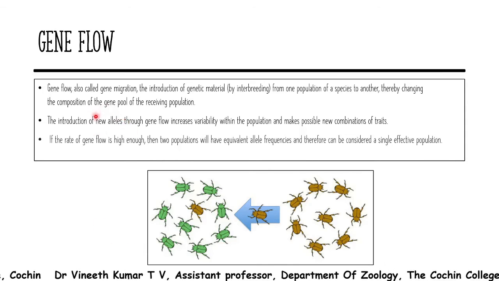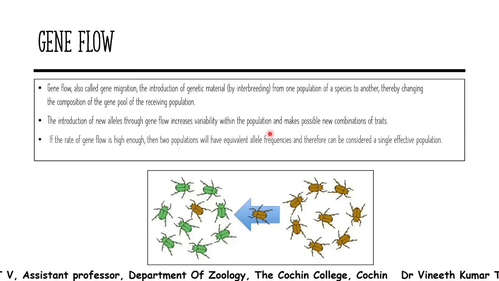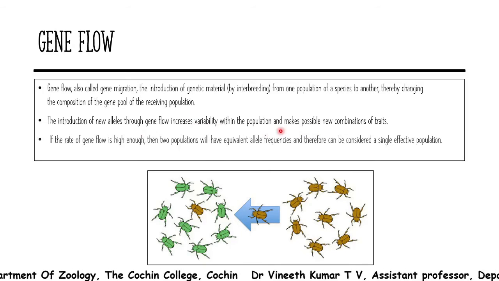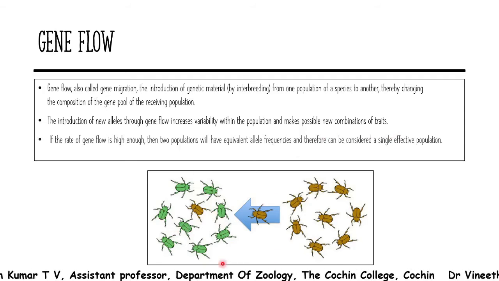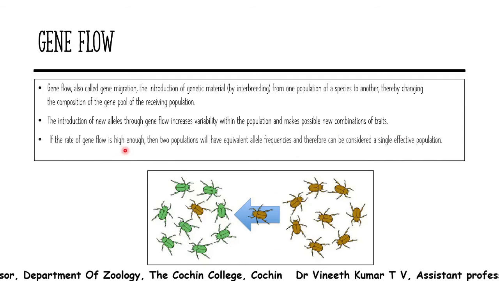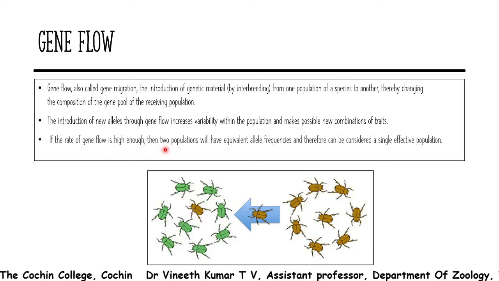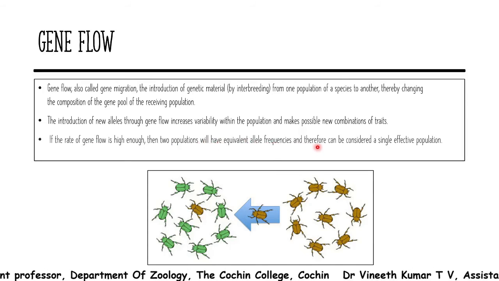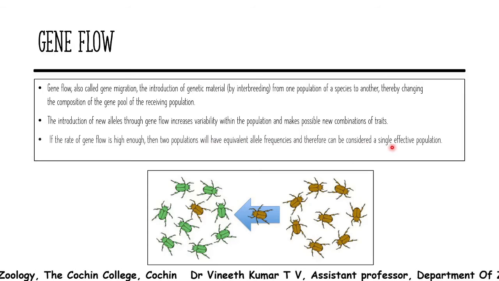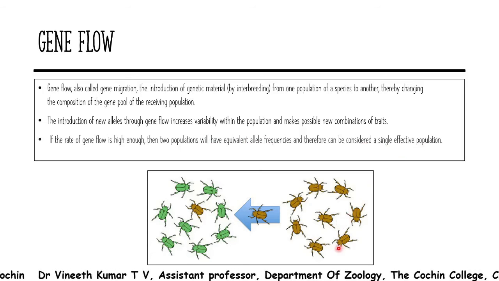So the introduction of new alleles through gene flow increases the variability within the population and makes new traits or combinations of traits possible. So this is what happens here. If the gene flow is high enough, the two populations will have equivalent allele frequency and therefore can be considered as a single effective population.